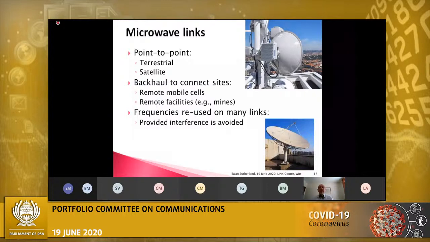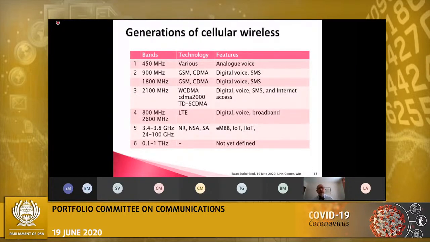So we've had these slightly frustrating generations. The original, the first generation, was way back in the 80s. It went into the back of your car. It was screwed in and then ran off the battery. It was analog voice. 2G came with licenses in 1993. Digital voice and text messaging.